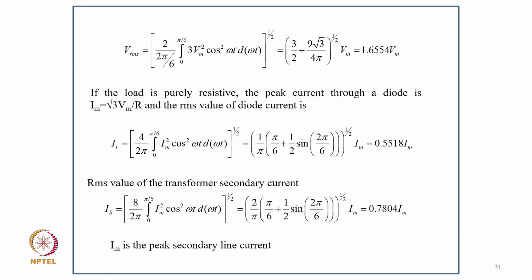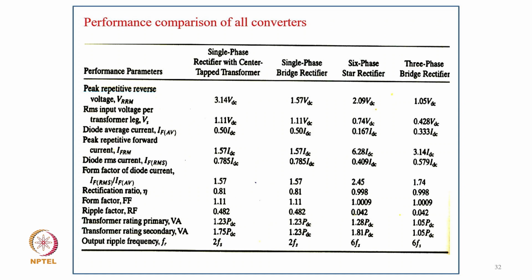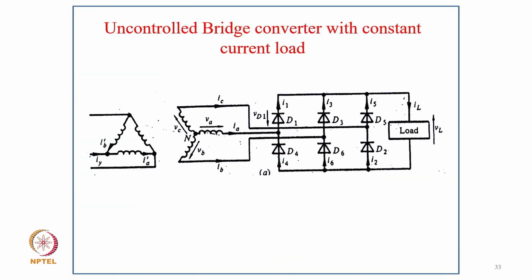The RMS value of transformer secondary current is Is = ((8/2π) ∫ from 0 to π/6 of Im² cos² ωt dωt)^(1/2), equal to (2/π (π/6 + ½ sin 2π/6))^(1/2) Im, and that is equal to 0.7804 Im. Im is the peak secondary line current. And this is the performance comparison of all the converters, like the 6-phase rectifier with center tap, single phase bridge rectifier, 6-phase star connected, and 3-phase bridge rectifier, in terms of all the parameters including ripple factor.